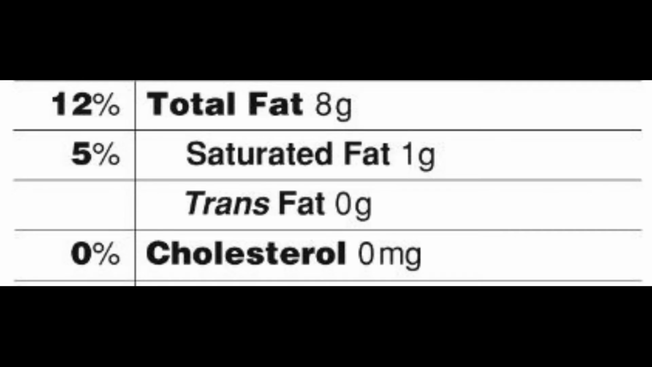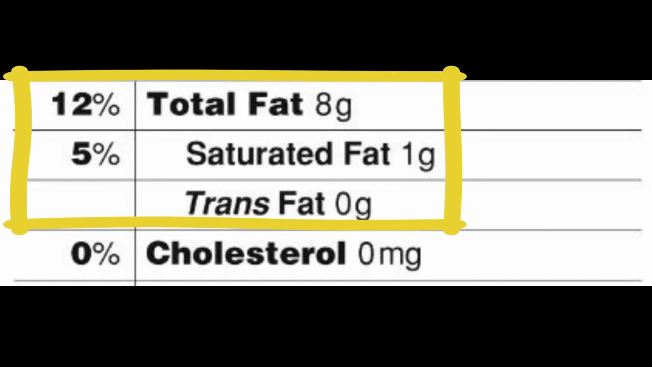For this video, let's move on to the next section of our label, total fats. Notice that there are three parts to this section. The first says total fats in bold. This is exactly what it sounds like, the total amount of fat in one serving of this product. For this particular item, there are a total of 8 grams of fat.